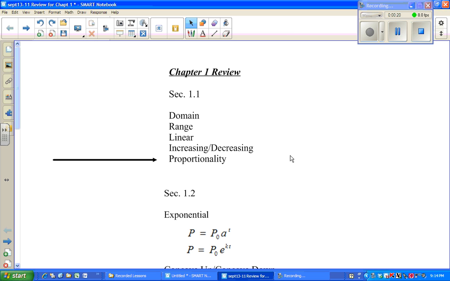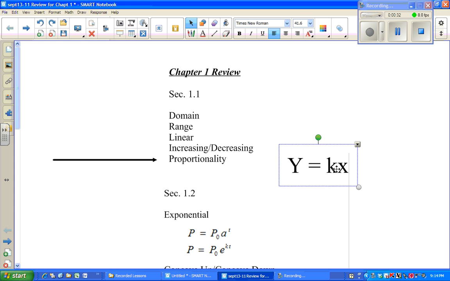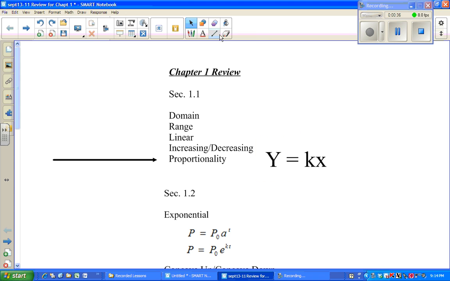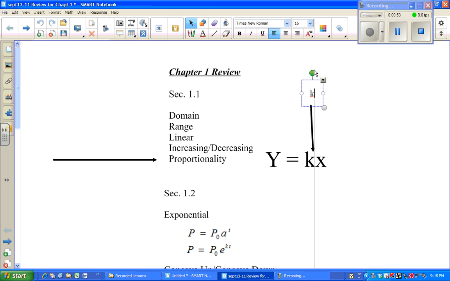Proportionality means that we are talking about y is equal to k times x. This is a direct proportion. In this equation, perhaps the most important item is the k value. That's what we want to pay attention to when we are looking at constants of proportionality. So please remember about the constant of proportionality k. It will come up in many of our later lessons.